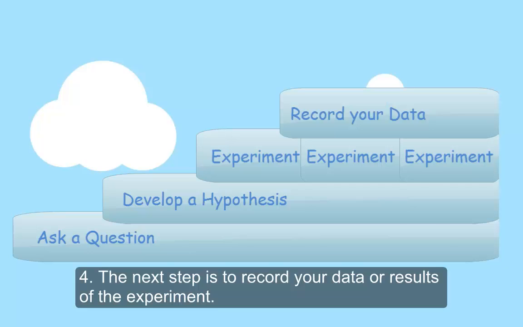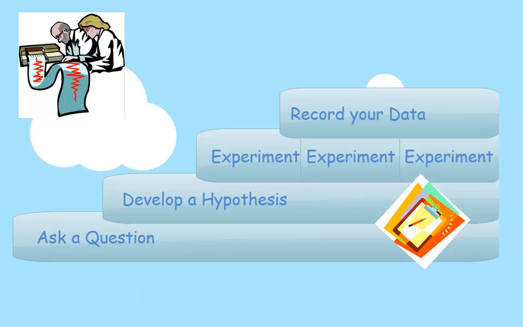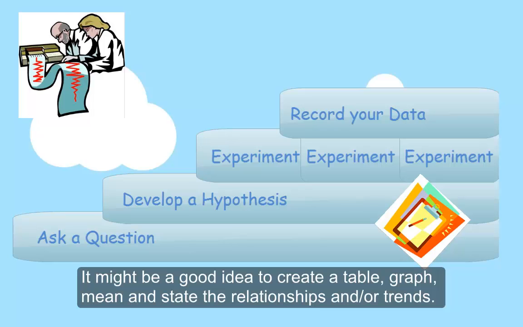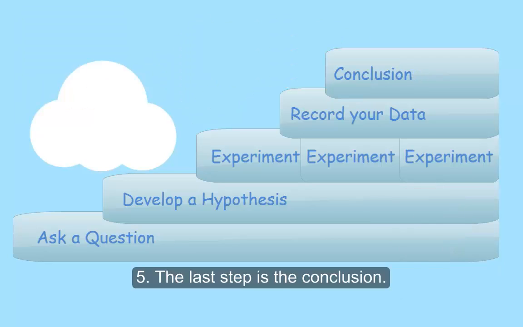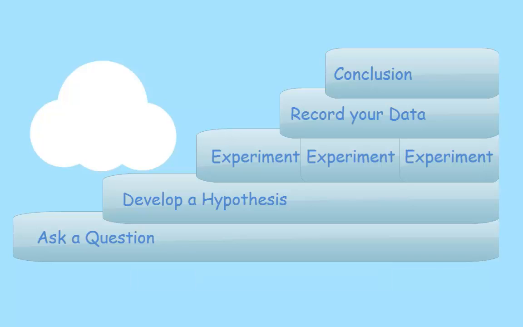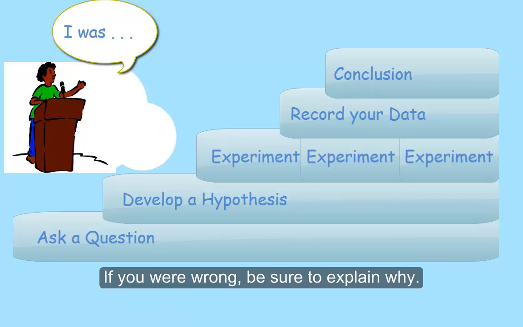4. The next step is to record your data or result of the experiment. It might be a good idea to create a table, a graph, a mean, and state the relationship and/or trends. 5. The last step is the conclusion. Make sure to explain whether your hypothesis was true or if you were proven wrong. If you were proven wrong, be sure to explain why.